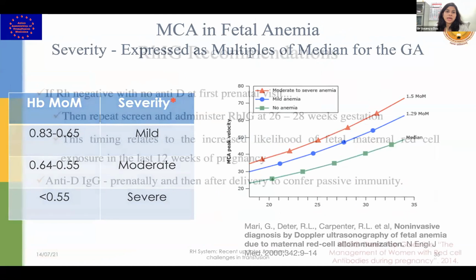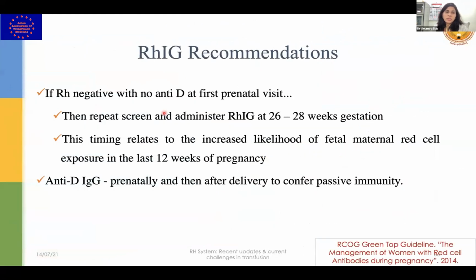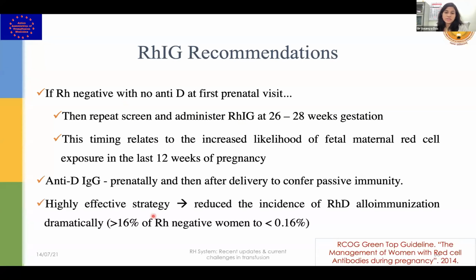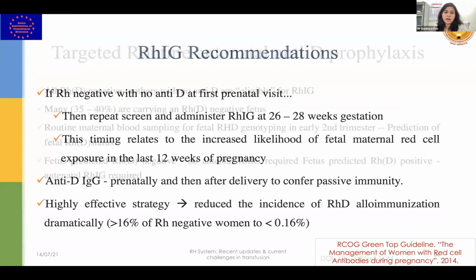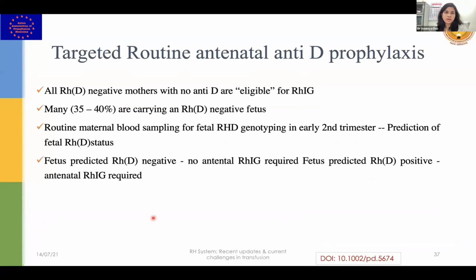Coming to the Rh immunoglobulin recommendations, if the mother is Rh negative with no anti-D at the first perinatal visit, then repeat the screening and administer RhIg at 26 to 28 weeks. This timing relates to the increased likelihood of fetal-maternal red cell exposure in the last 12 weeks of pregnancy. This strategy has actually helped in reducing RhD alloimmunization drastically, down to 0.016%.